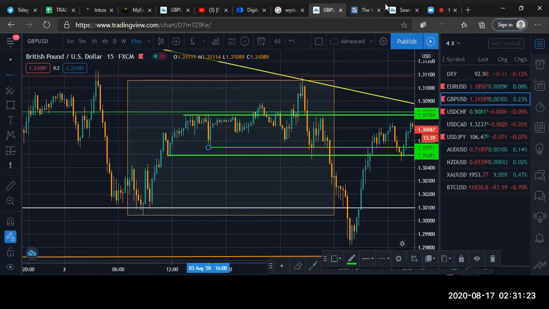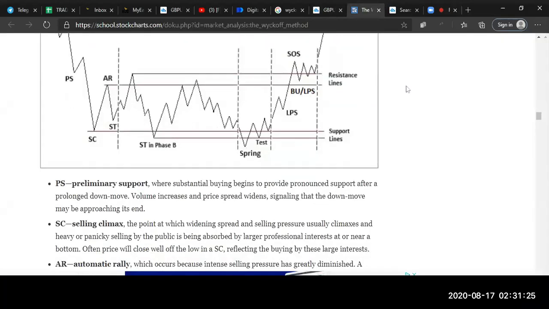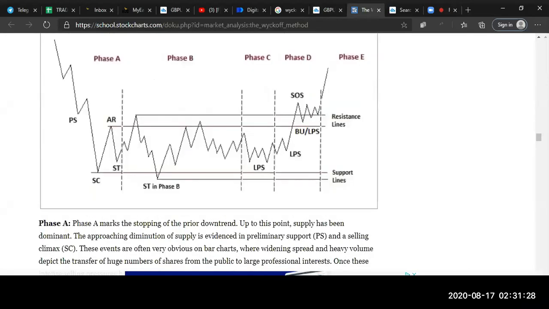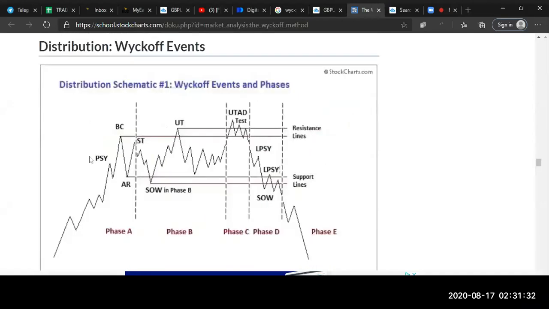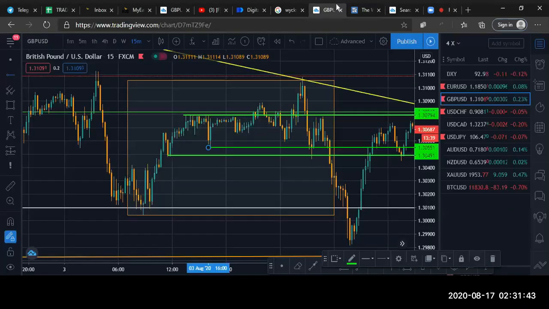Let me go back to this so I can show, because it's going to be the same, but it's not always going to be clearly the same. So that's why I just marked off PSY. You got your buying climax, you got the automatic reaction that comes down, secondary test, maybe a sign of weakness, and then you got your up thrust. So we came up, PS, buying climax, came down right here. This would be the secondary test.